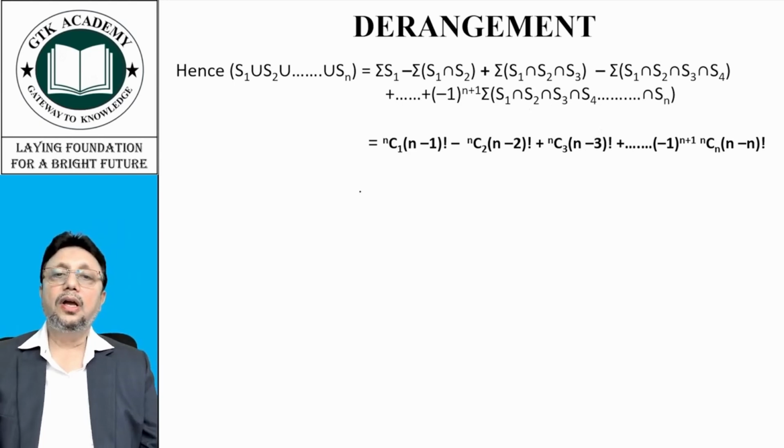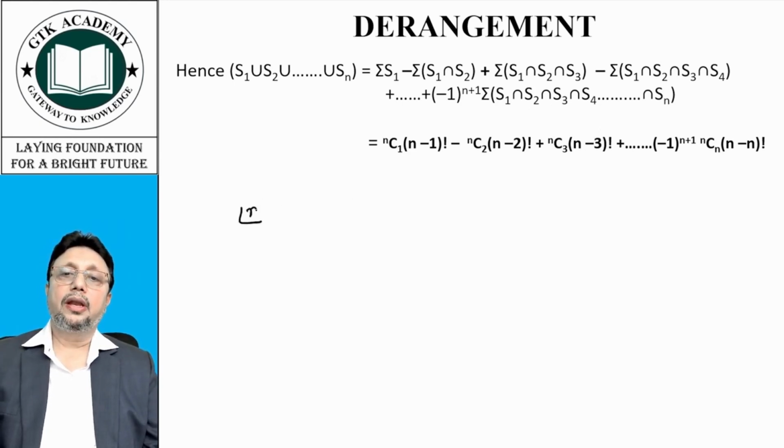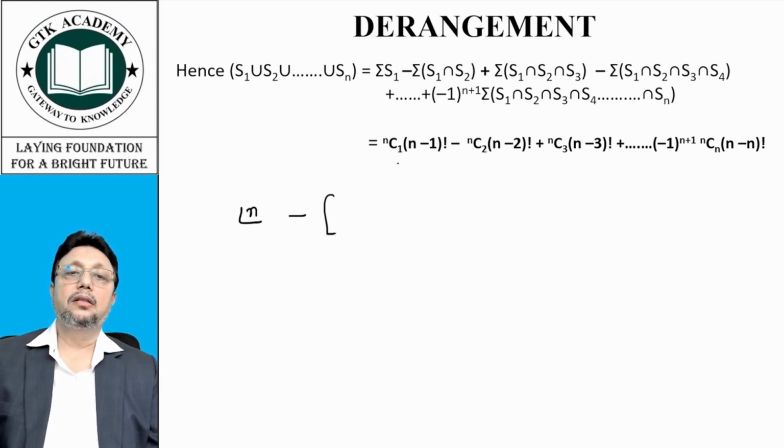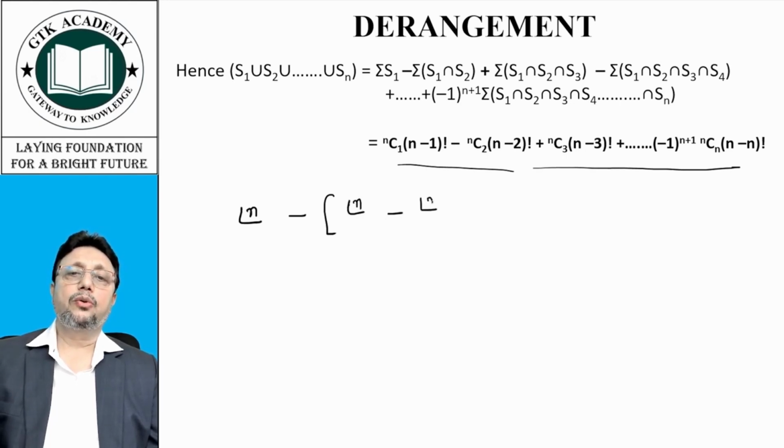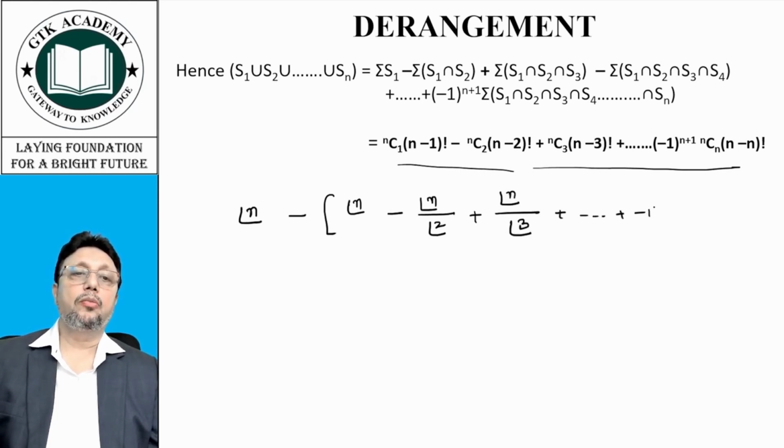So this will be factorial n minus, you have to subtract this whole expression from factorial n to get the derangement. This will be factorial n upon factorial 1, means factorial n, minus factorial n upon factorial 2 plus factorial n upon factorial 3 plus and so on plus minus 1 raised to the power n plus 1 factorial n upon factorial n, right?